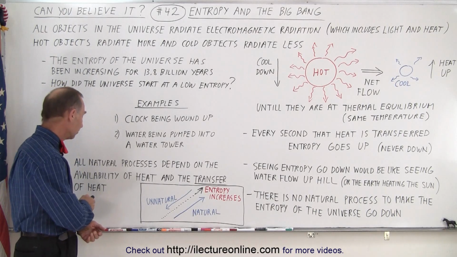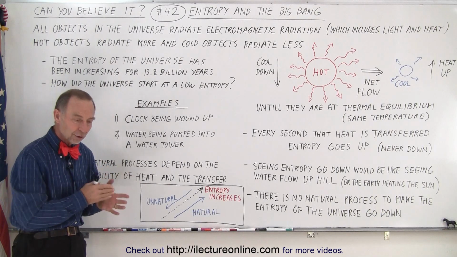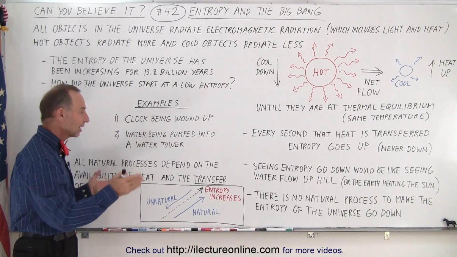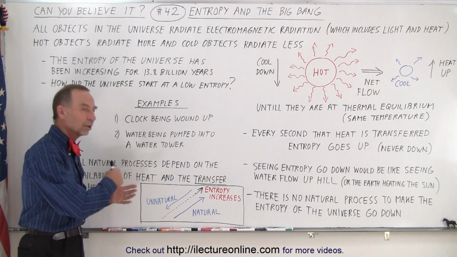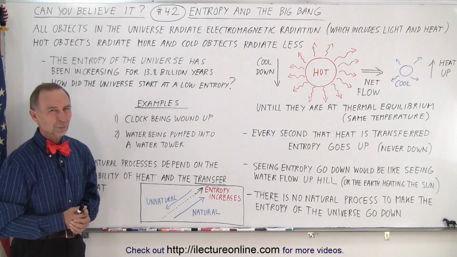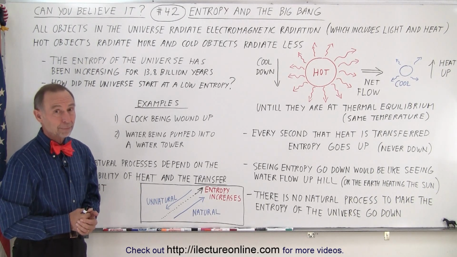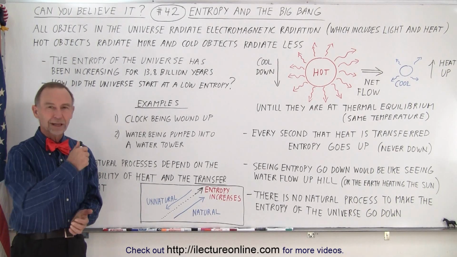So the question is, if all the natural processes that we know of cause entropy to increase, what has caused the entropy to be low at the beginning of the universe? We have no explanation for that. It kind of gets ignored when we talk about the Big Bang Theory, but I don't think we should ignore it. It's a big puzzle, it's a big mystery, and we don't have an answer for it.